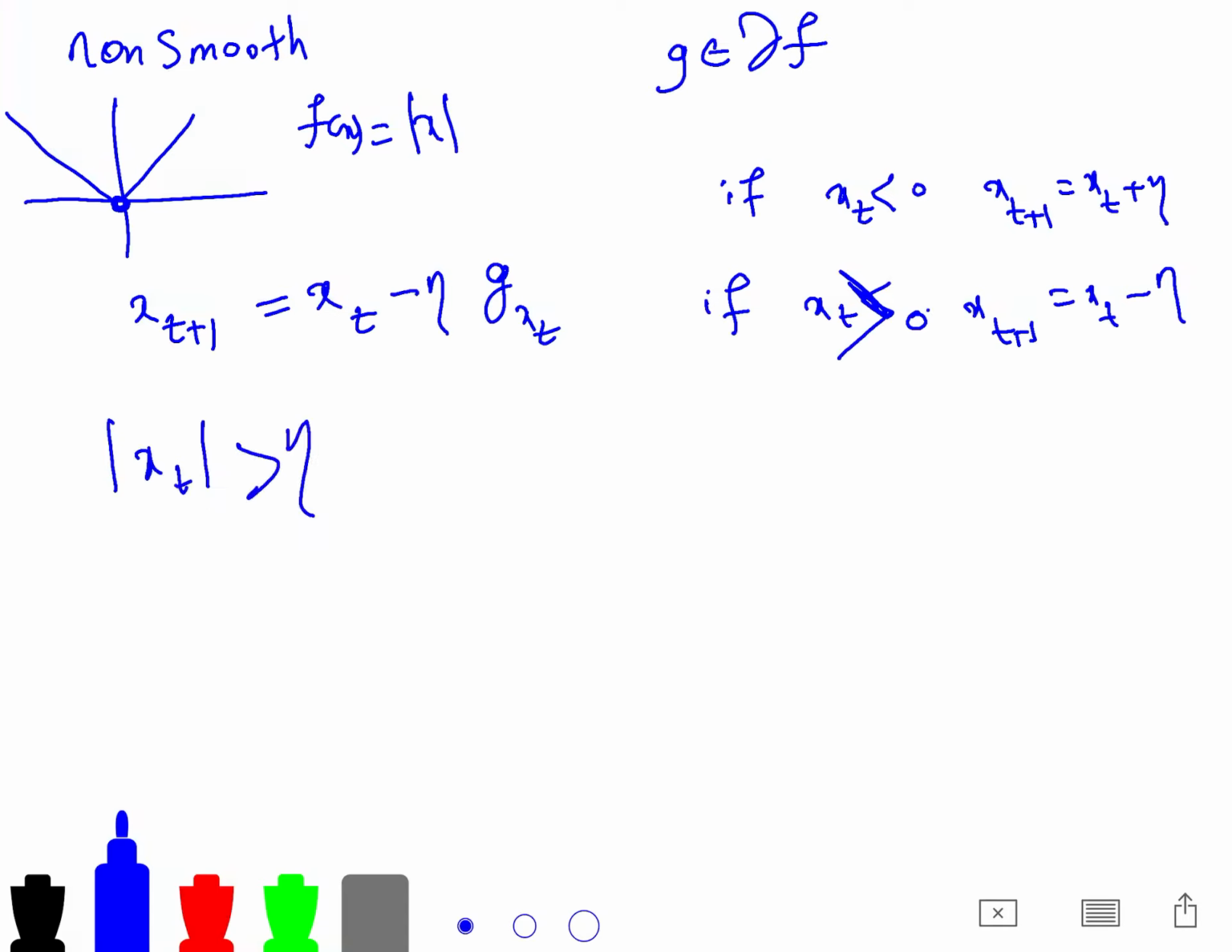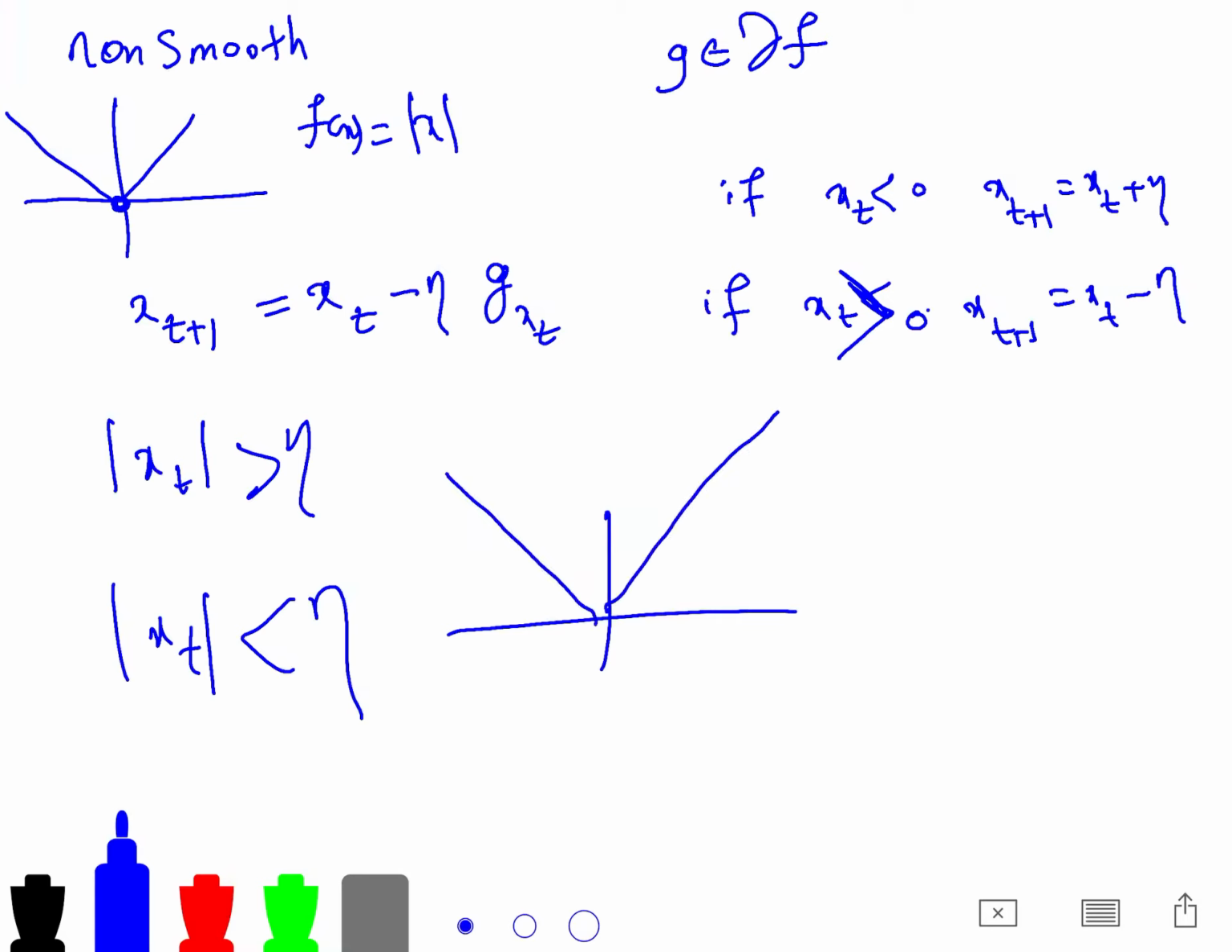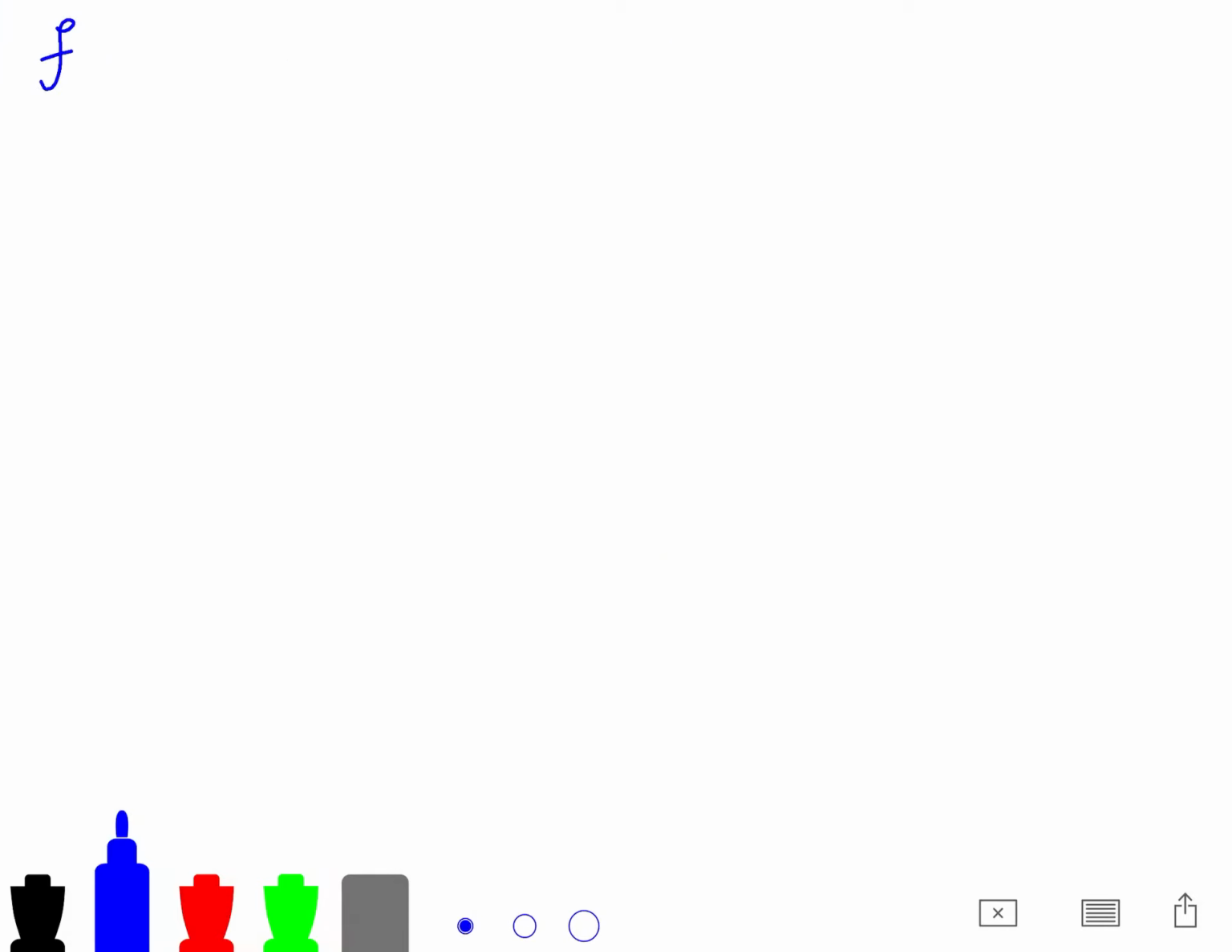But when xt is less than eta, you cannot improve. When you are too far, yes, you can improve, but here you have an overshoot and you cannot improve. So you keep overshooting. And another example, from R2, with x1 and x2, is 10 times absolute value of x1 plus absolute value of x2.